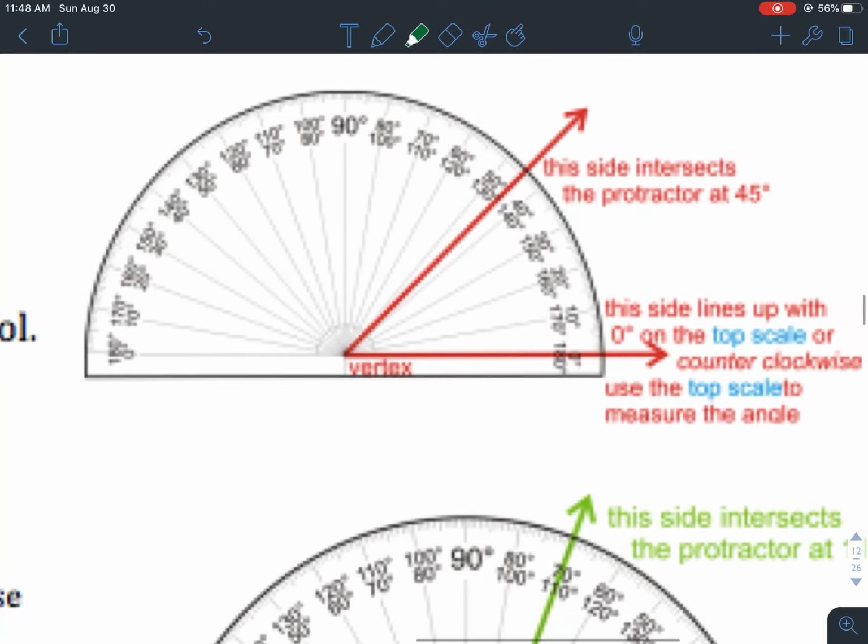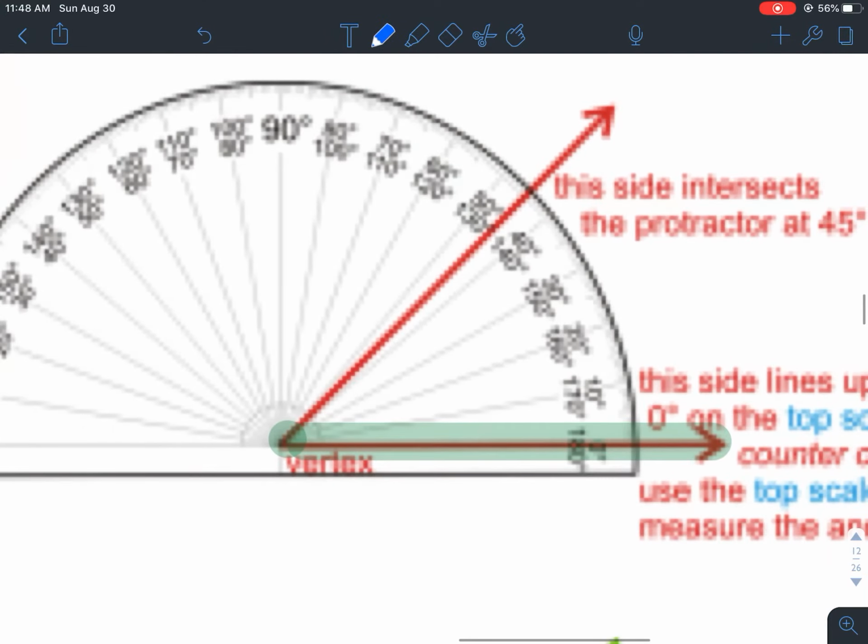So you line up the bottom ray with the 0 at the bottom. So if you take a close look, here's a 0. So we're going to be using the top set of numbers. And you also line up the vertex with the center of the protractor. So center, line it up to 0. And then you take a close look and see where the other ray intersects the protractor.